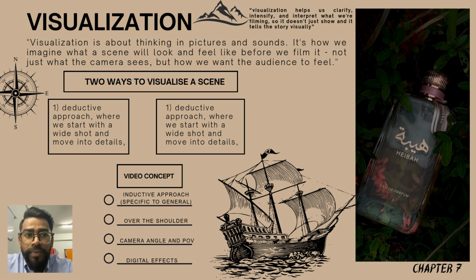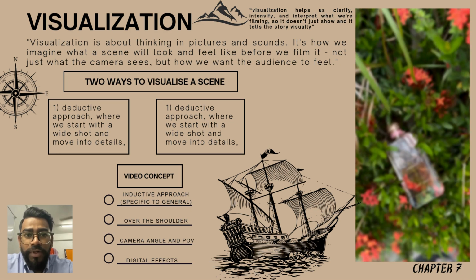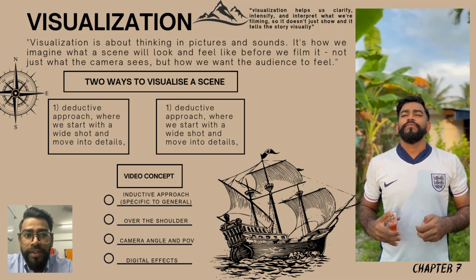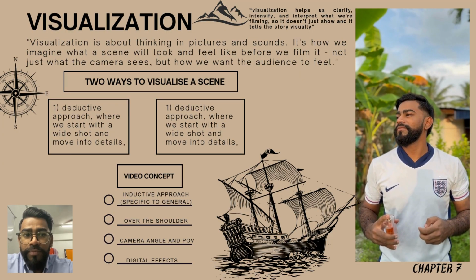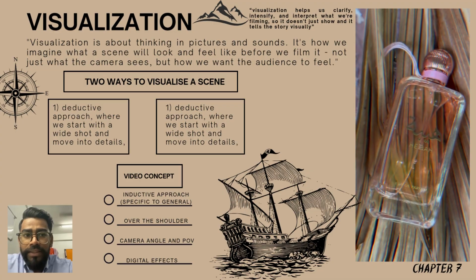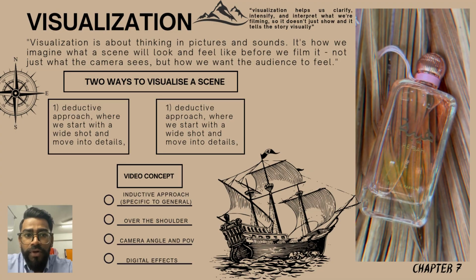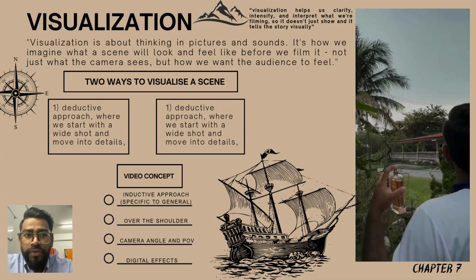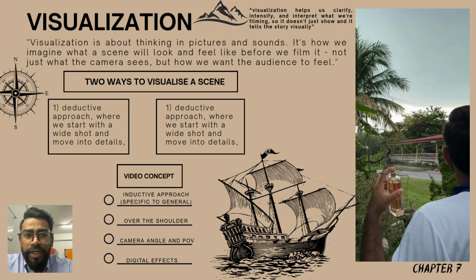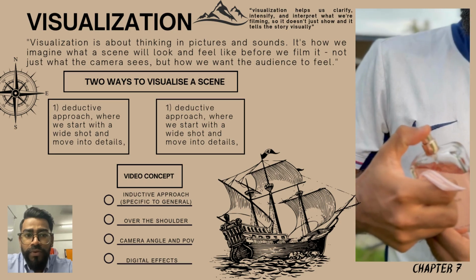So today I will explain about chapter 7, which is about visualization. Visualization is about how we think in pictures and sounds. So it's how we imagine what a scene will look and feel like before we film it. It's not just what the camera sees, but how we want the audience to feel.